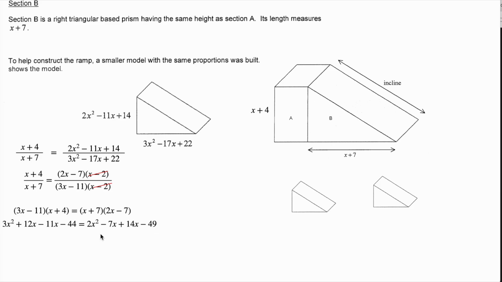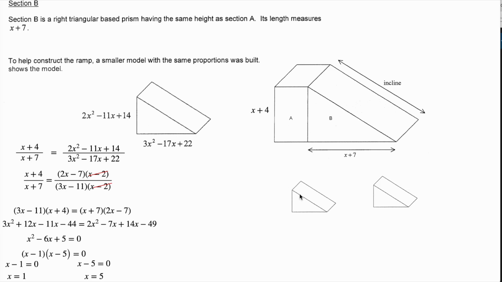Then I'm going to add all my like terms, so I'm subtracting 2x squared from both sides. That gives me 3x squared take away 2x squared is x squared. Then I have 12x take away 11x. That's 1x. Take away 7x is negative 6x. Then I have negative 44 plus 49 is plus 5. This can be factored. So I'm looking for the factors of 5 that add up to give me negative 6, negative 1 and negative 5. We have x minus 1, x minus 5, which means x minus 1 is equal to 0, and if I add 1 to both sides, x is equal to 1. And here I have x minus 5 is equal to 0. Add 5 to both sides, x is equal to 5.